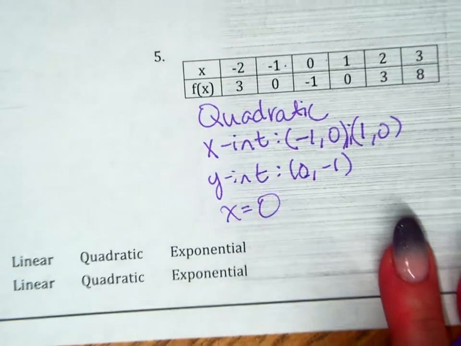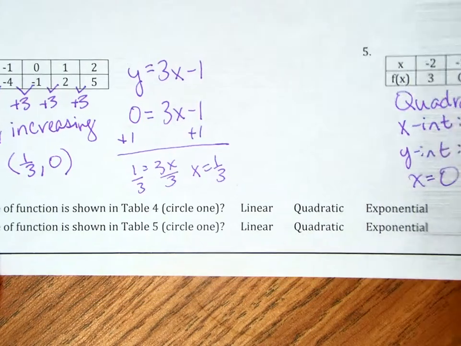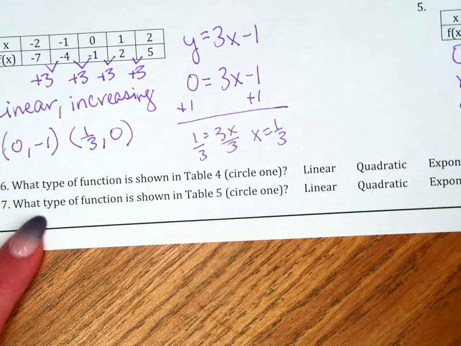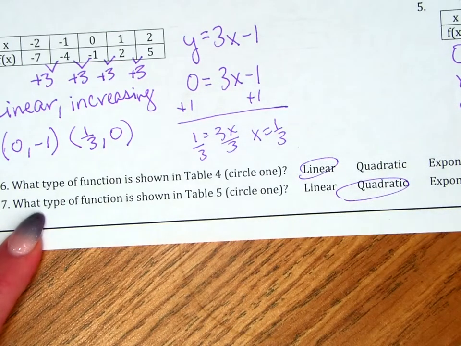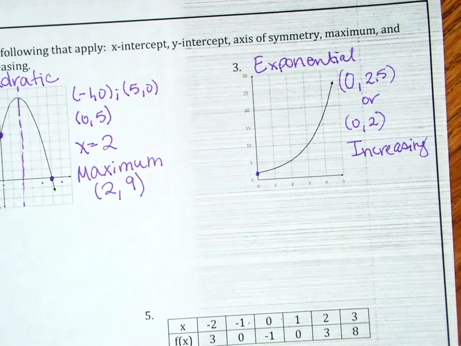Then for questions 6 and 7, let me zoom out. For questions 6 and 7, it asks you: table 4, circle one, is a linear function and is a quadratic. So you guys can use this information to continue on with the FSA Review Number 11.